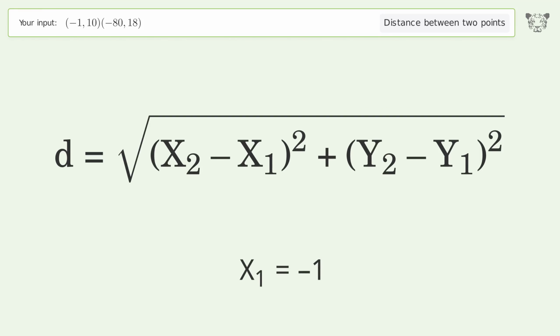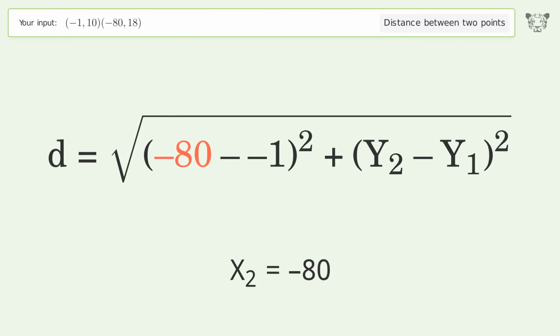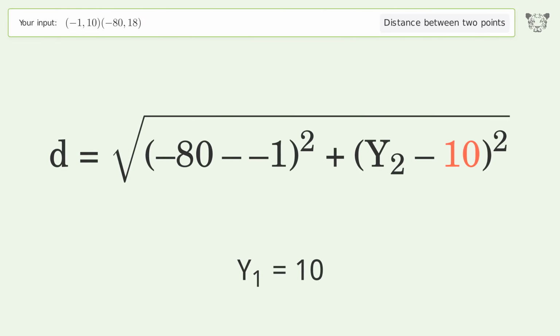x1 equals -1. x2 equals -80. y1 equals 10. y2 equals 18.